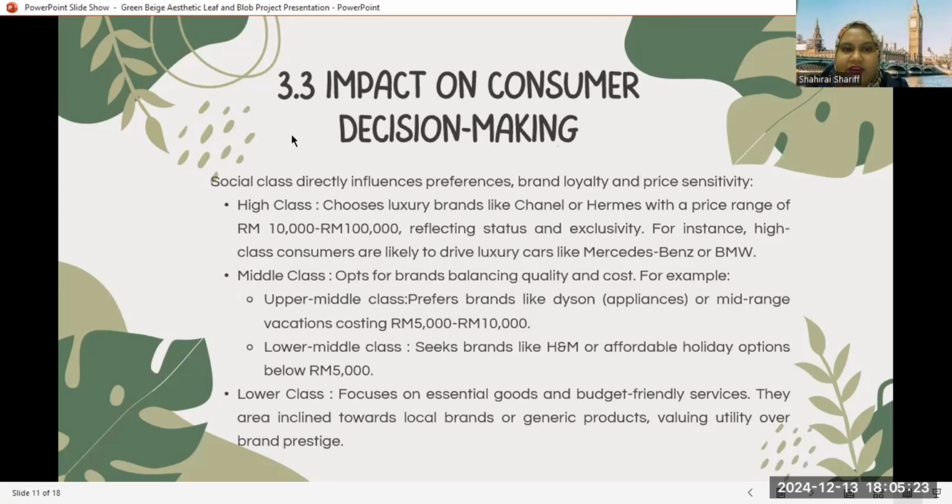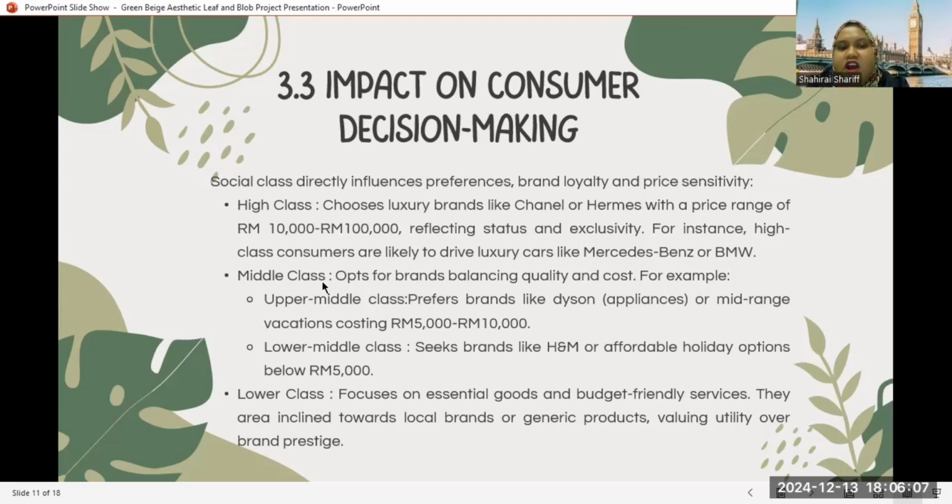3.3 Impact on commerce. Social class influences brand loyalties and price sensitivity. High class consumers choose low-risk brands at a price range of 10,000 to 100,000, reflecting status and exclusivity. For instance, high class consumers are likely to drive luxury cars like Mercedes-Benz or BMW.